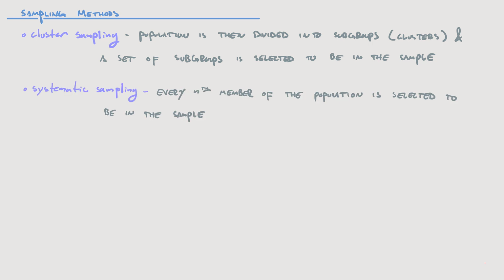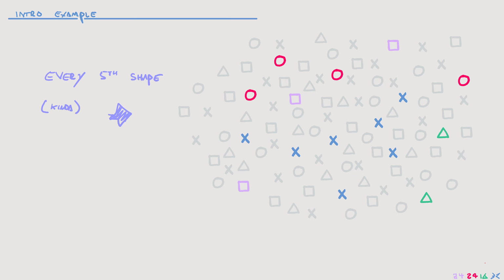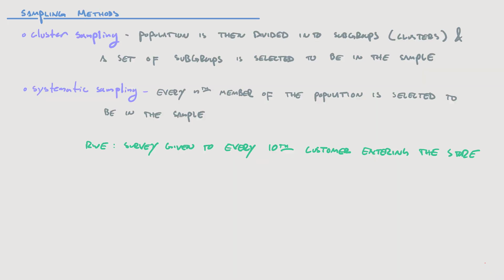Then there's systematic sampling, which is sampling every nth member of the population to be in the sample. So here I tried to count out every 5th shape, but this would construct the sample. Some kind of systematic way to determine who's in your sample. A real-world example of this might be a survey given to every 10th customer entering a storefront.